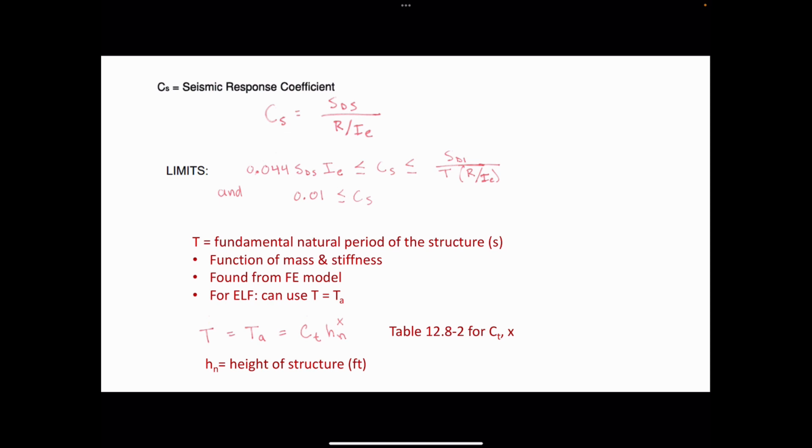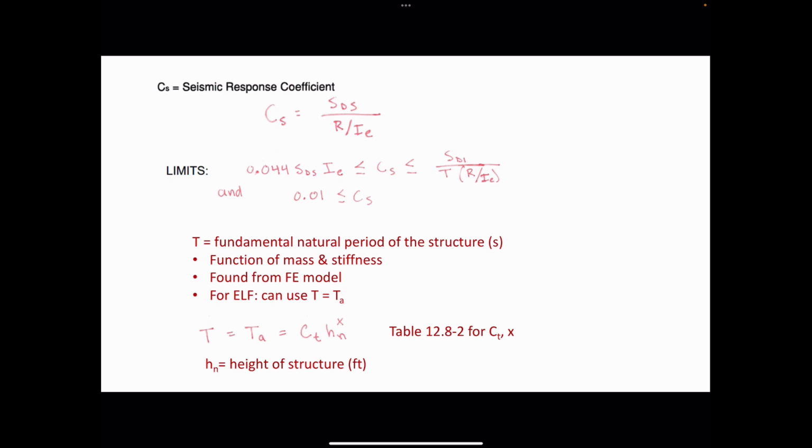All right, so in this upper limit calculation, we see another item. This is T, which is the fundamental period of the structure in seconds. We already talked about it, right? It's a function of mass and stiffness. We can get it directly from the finite element model, but the equivalent lateral force procedure allows us to use an approximate natural period instead of the exact one estimated by the model.